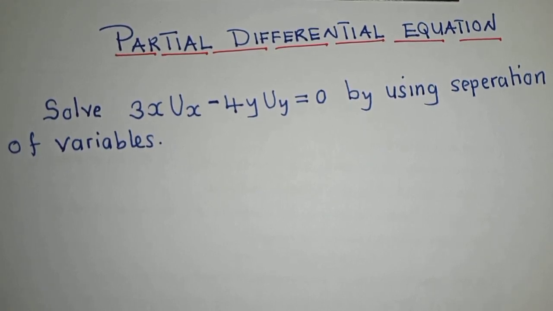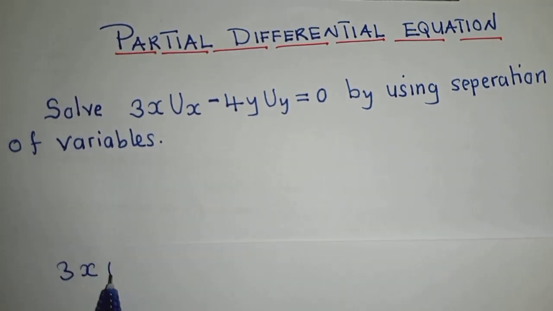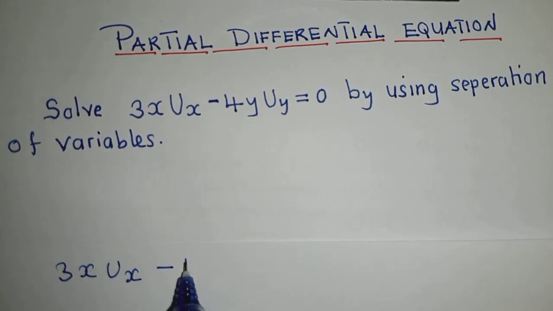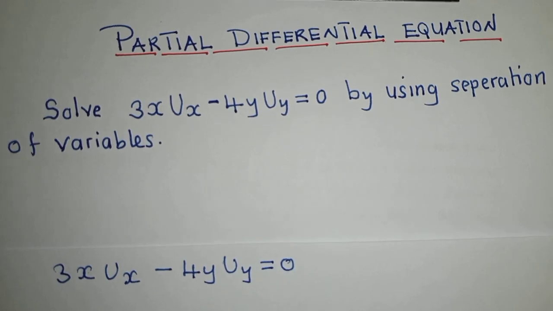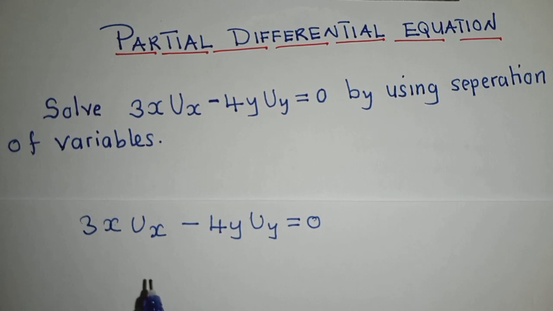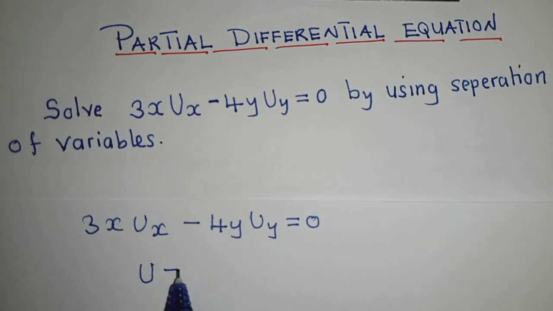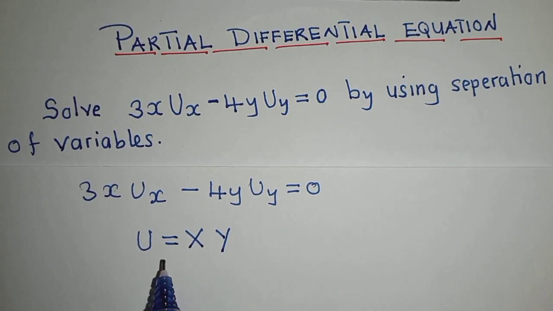Okay, so let's solve this question. We've got 3x u_x minus 4y u_y is equal to 0. So now here, what you need to do, you need to understand that when you have u, your u must be equal to X multiplied by Y. This point must be kept because we'll come and use it at the end.